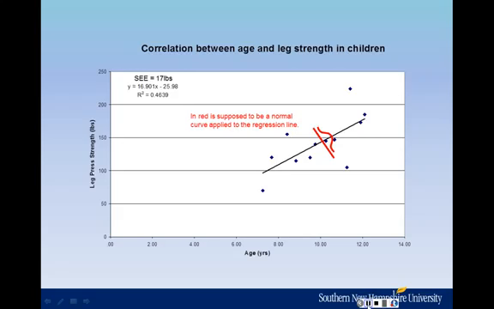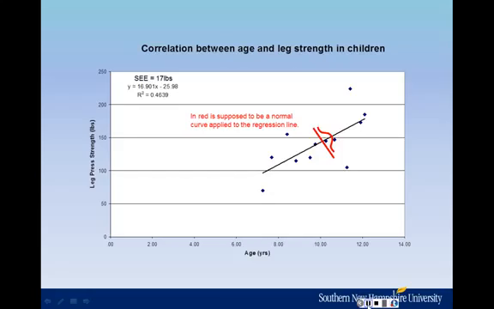And that prediction error will be smaller if the points are more clustered around that line of best fit. The prediction error will be bigger if the dots are scattered further away from that line of best fit. So the standard error of estimate is almost like the standard deviation of the line of best fit.